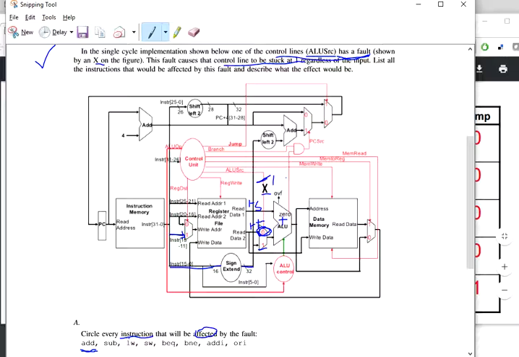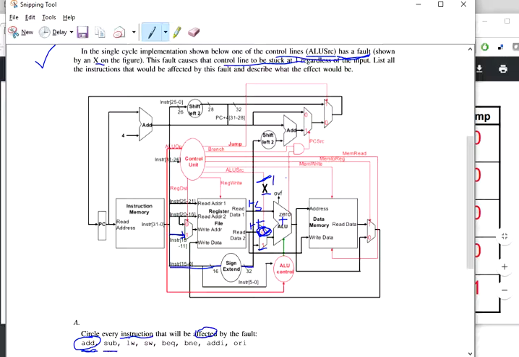However, we know that ALU SRC is 1, therefore this is never going to be 0. This is not going to work. This is going to be 1, and it's going to want that immediate value that we don't have for this instruction. Therefore, add is not going to work. Add is an affected instruction for this fault, so add doesn't work properly.